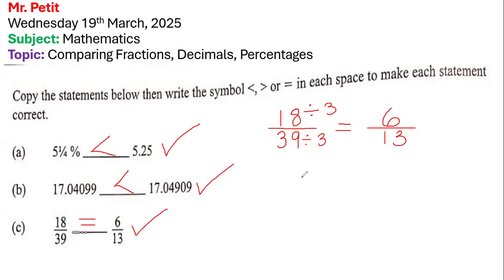So you could start off with 6 over 13, and you can multiply top and bottom by 3. And you get 18 over 39. 6 times 3 is 18, and 13 times 3 is 39. So it's going to be 18 over 39. That makes sense?